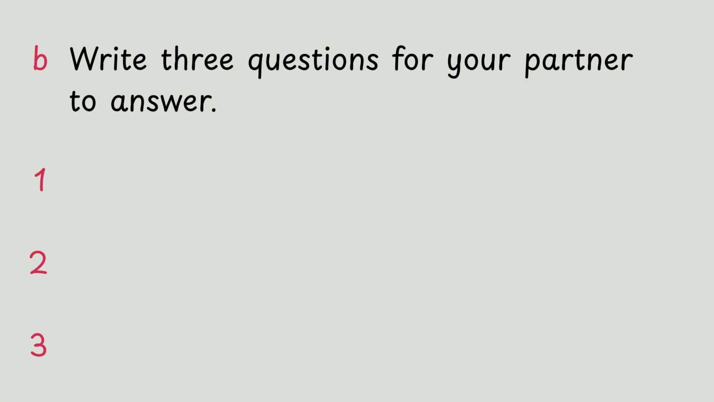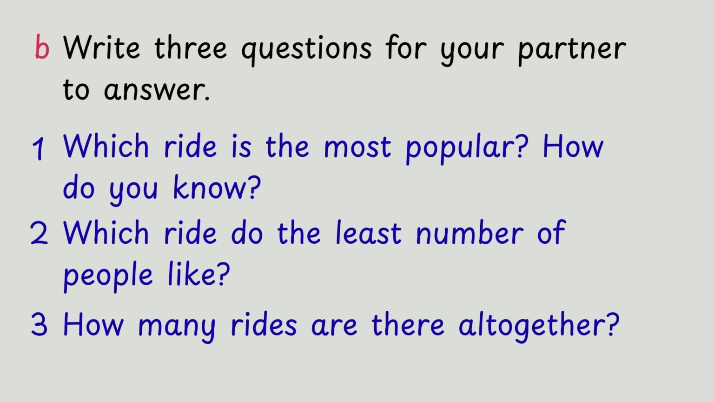Question B. Write 3 questions for your partner to answer. Number 1. Which ride is the most popular? How do you know? Question 2. Which ride do the least number of people like? Question 3. How many rides are there altogether?